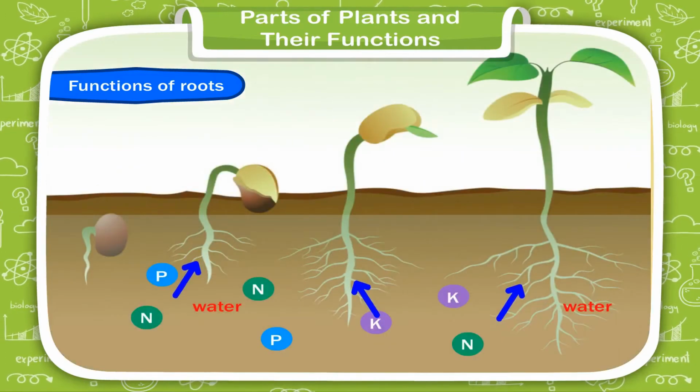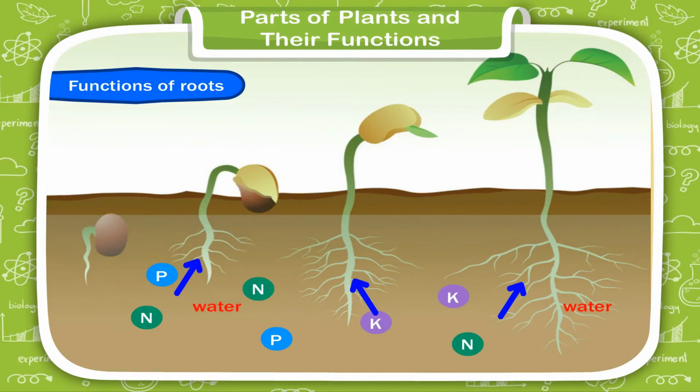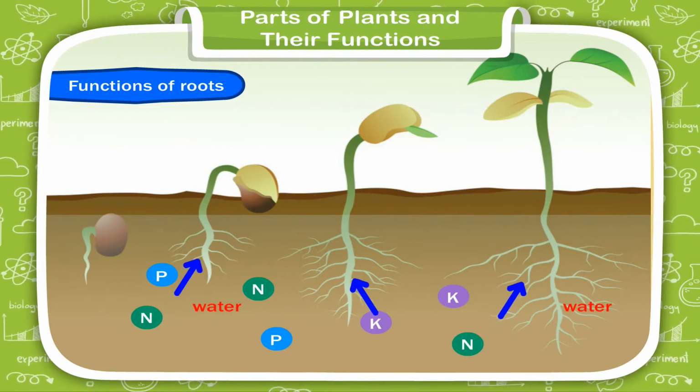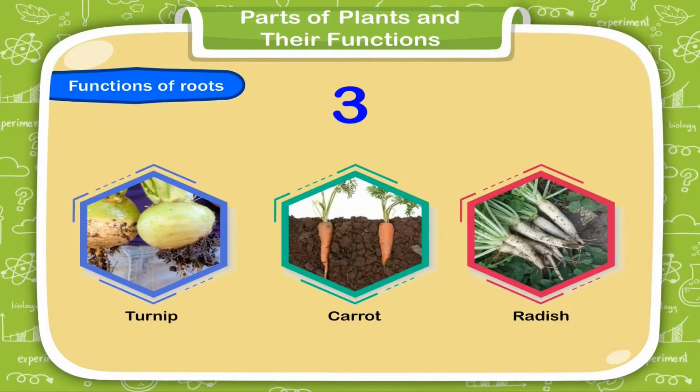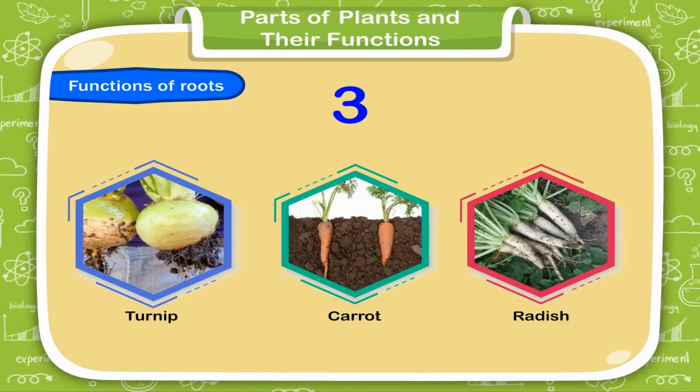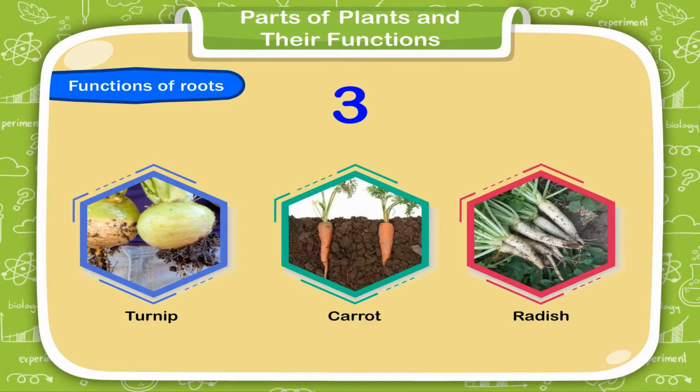2. They absorb water and mineral salts from the soil and send them to the different parts of the plant. 3. The roots of some plants like turnip, carrot and radish store food in them and are thus edible.